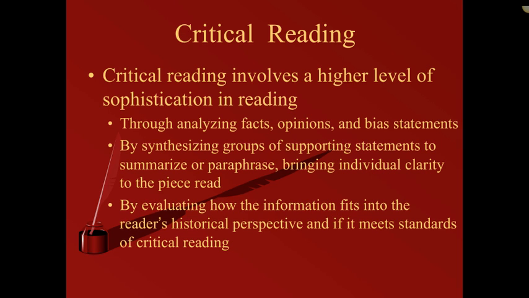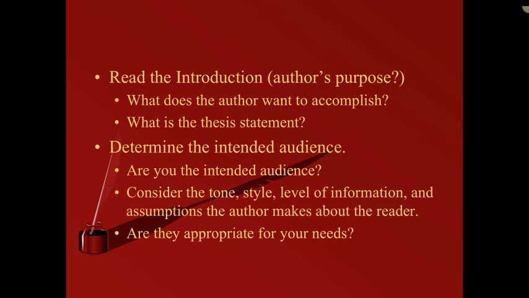So when you are reading a text, you've got to look for facts and be able to tell the difference between facts and opinions. You have to identify the author's bias, and the author always has a bias. And then you have to pull together lots of ideas and supporting statements from several parts of the text or several texts so that you can summarize or paraphrase and bring an individual and unique idea to the piece that you read. And part of that involves things that you've already read in other classes, things you've watched on television, and life experiences.